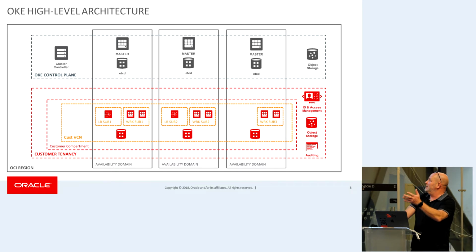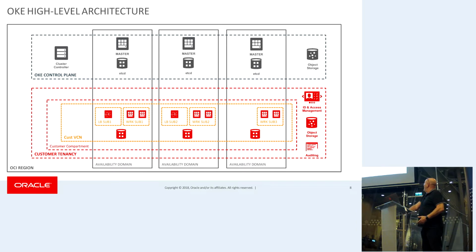And the customer has a tenancy, which is the high-level account. And that tenancy has high-level things about security, auditing, object storage. And underneath that, we have a logical grouping of artifacts which goes into something called a compartment. A compartment is a logical grouping of resources that you control with very fine-grained control. So this is what you start with.